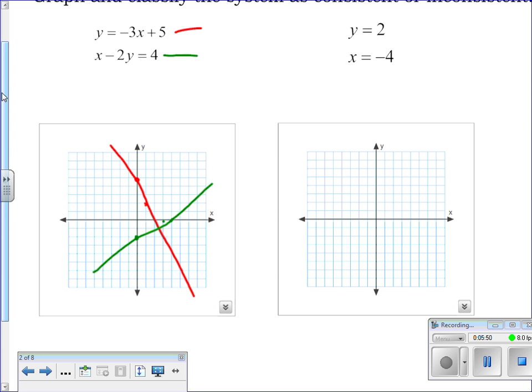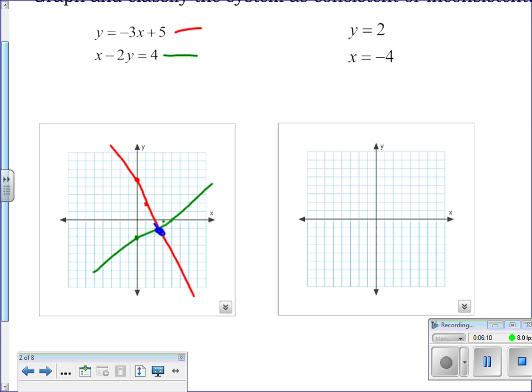There's my two lines. This is my solution, where they cross. It's the only place they have in common. That's the solution to the system.